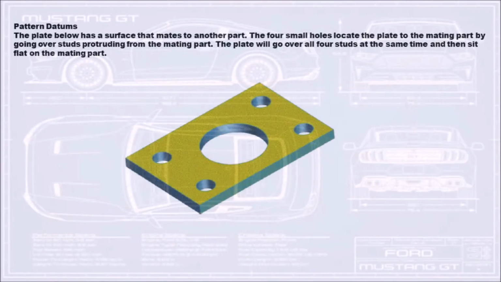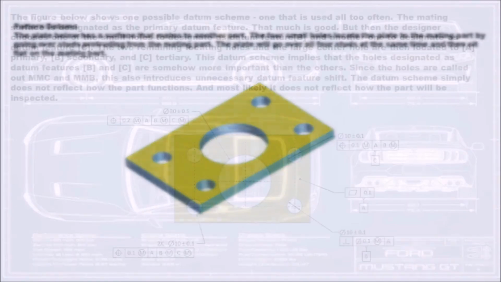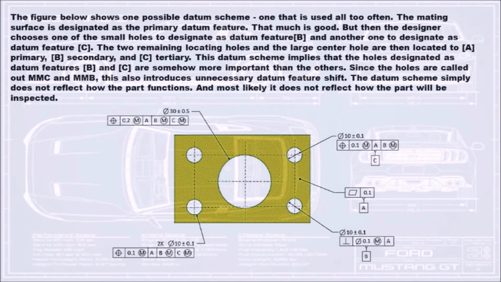Pattern datums. The plate below has a surface that mates to another part. The 4 small holes locate the plate to the mating part by going over studs protruding from the mating part. The plate will go over all 4 studs at the same time and then sit flat on the mating part. The figure below shows one possible datum scheme, one that is used all too often.